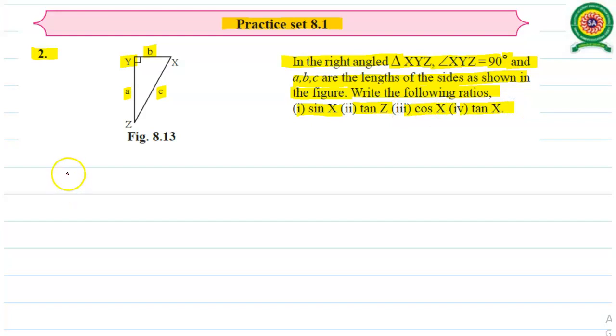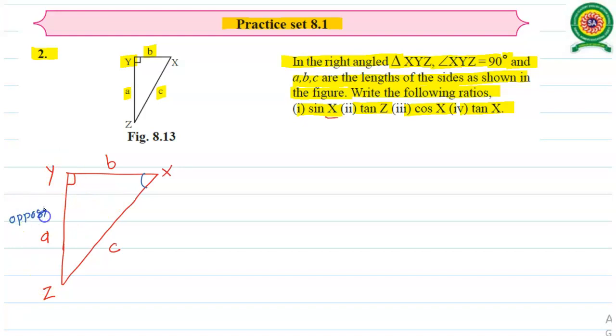So let's separate out the figure. We have the right angle triangle XYZ, which is right angled at Y, with YZ equal to A, XZ equal to C, and YX equal to B. Firstly, with respect to angle X, the opposite side of angle X is side YZ. Adjacent to angle YXZ, we have the side XY.